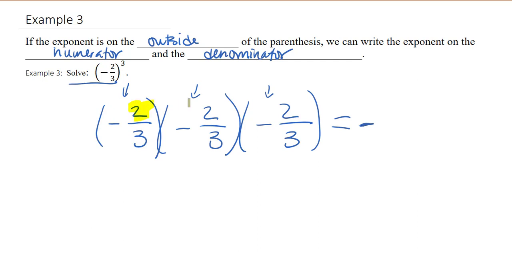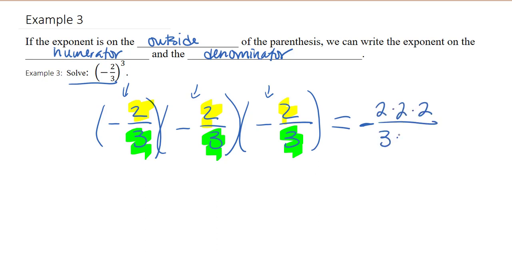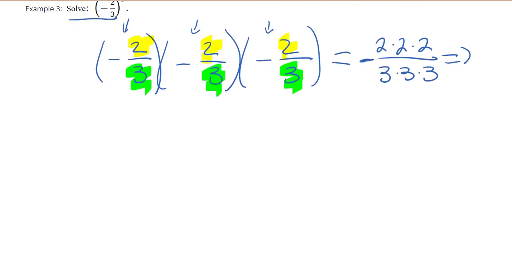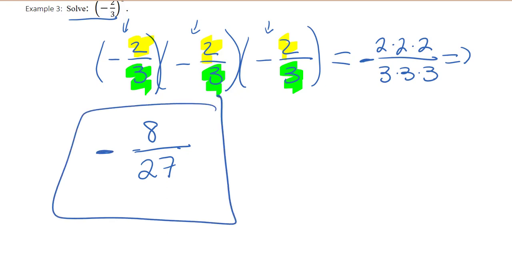Then we're just going to multiply the top together, and then multiply what's on the bottom together. So that looks like this: 2 times 2 times 2, and on the bottom, 3 times 3 times 3. So what does that become? Well, 2 times 2 is 4, times 2 is 8. And then 3 times 3 is 9, then times this other 3 is 27. And our answer is negative, so this is our solution.